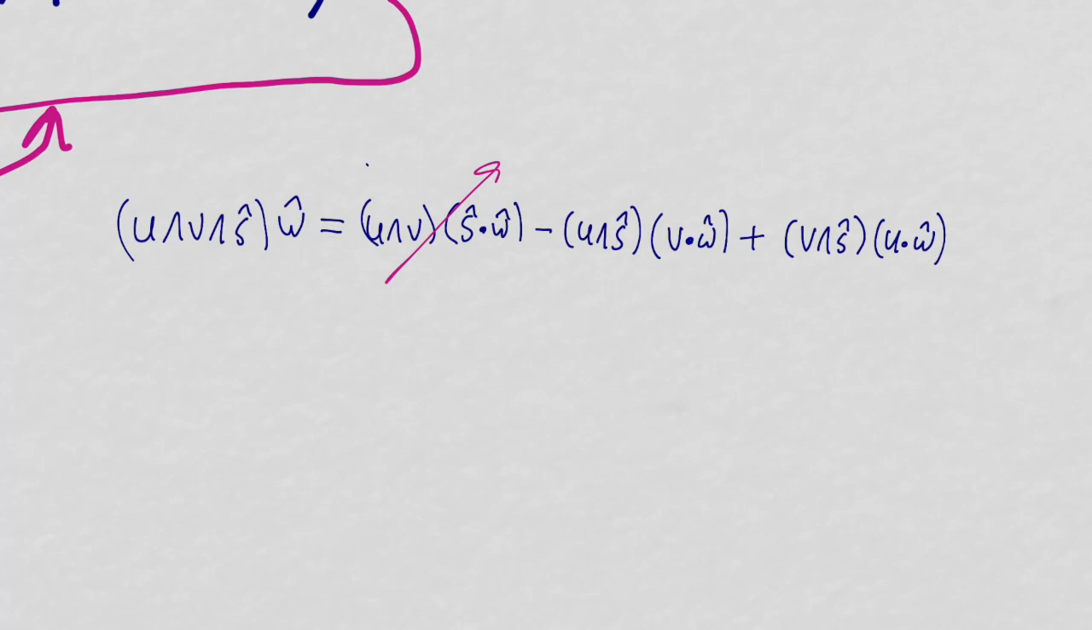And none of these is 0. These dot products, U dot V and V dot W and U dot W are not 0. V wedge S is not 0. U wedge S is not 0. They all lie in the same plane, but they're not 0. But S dot W is 0, because when we defined S and W, we defined them to be orthogonal. That's how S hat, W hat became the pseudovector. So this first term is 0.